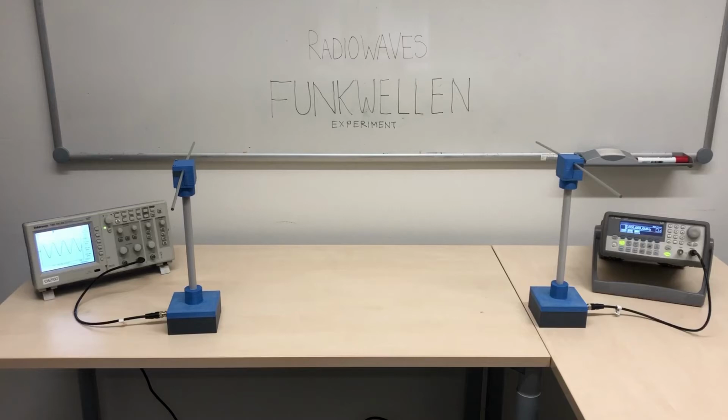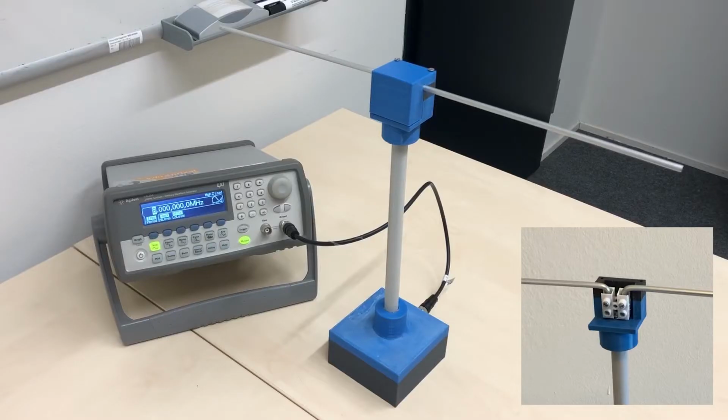In this experiment, we want to transmit radio waves with dipole antennas. On the right-hand side, we have a transmitting antenna, consisting of two aluminium bars that are connected to the waveform generator, which supplies them with an alternating current.